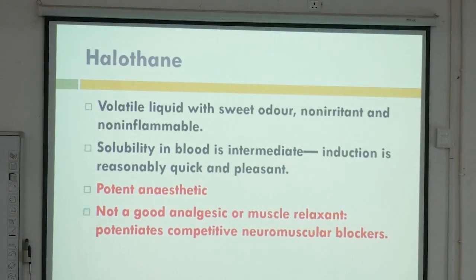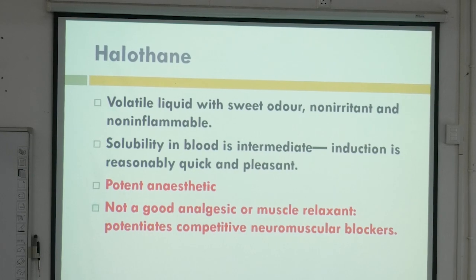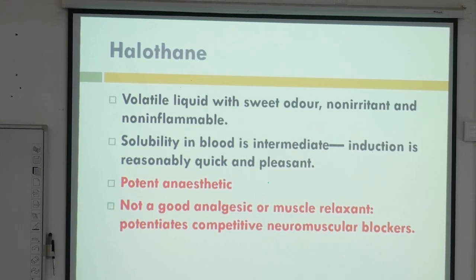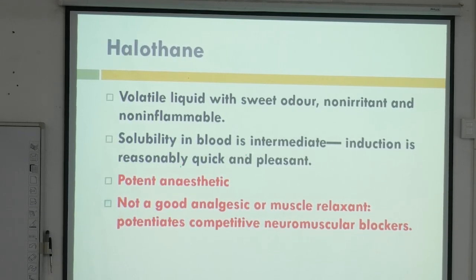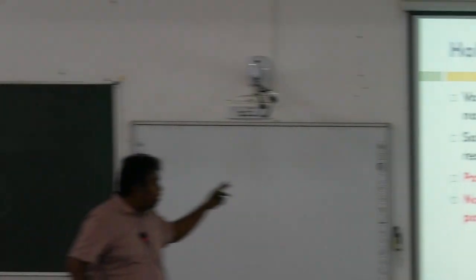Halothane. It is a potent anesthetic, but not a good analgesic or muscle relaxant. But other points of anesthesia are very good with halothane. It is a volatile liquid with a sweet odor. It is not odorless. Nitrous oxide is odorless. Ether is irritating. Halothane has a sweet odor, is non-irritant, and non-inflammable.